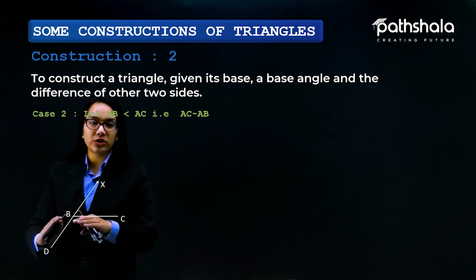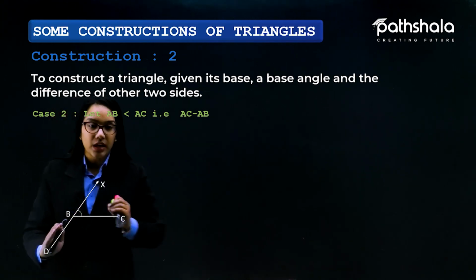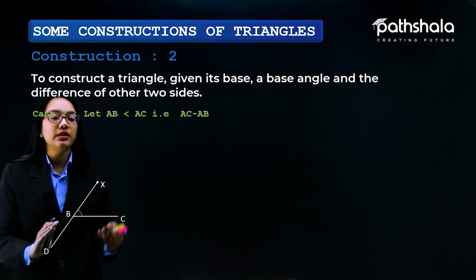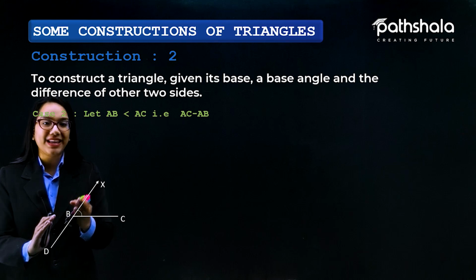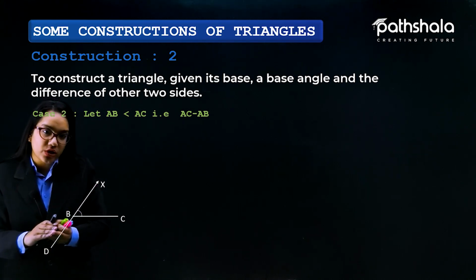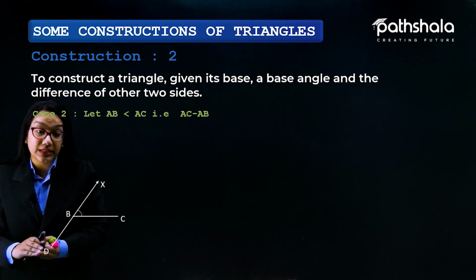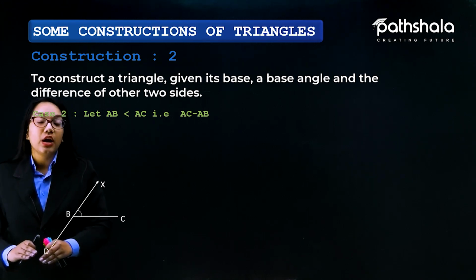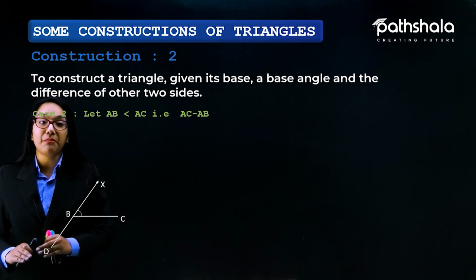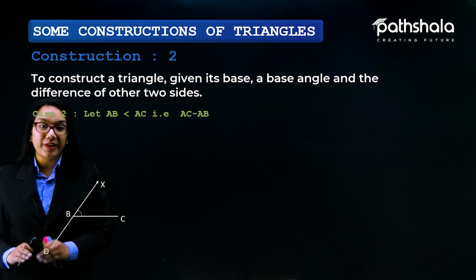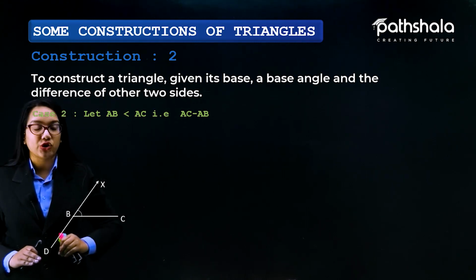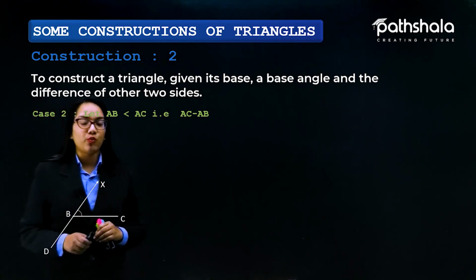The step number 1 was that we have to draw the base as BC. The next step was that we have to draw the angle XBC, and the third step is that we have to extend BX towards the opposite direction. So draw the BX ray towards the opposite direction and cut this ray as BD such that BD is equivalent to AC minus AB. So this BD arc is the same as the AC minus AB measure. Now let's move on further toward the further steps.